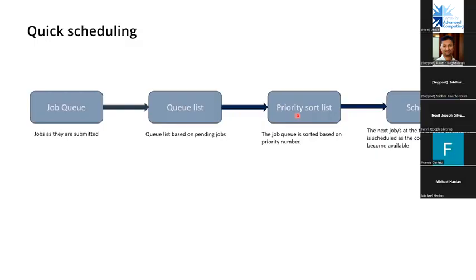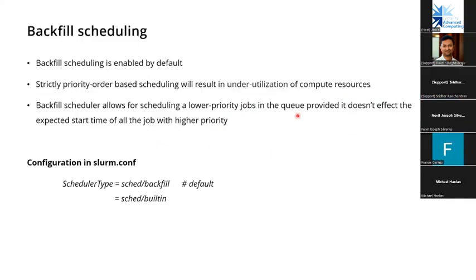Once the priority list is sorted, if we are going through quick scheduling, the next job at the top of the priority queue is scheduled as compute resources become available, and it passes through the priority list one at a time, scheduling each job to the compute resources as they become available. But one particular drawback is that if we are doing priority-based scheduling, there can be a lot of wastage of computational resources.